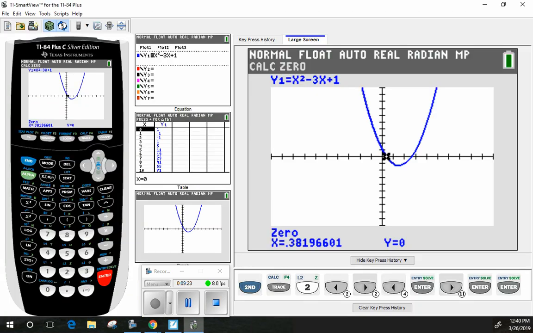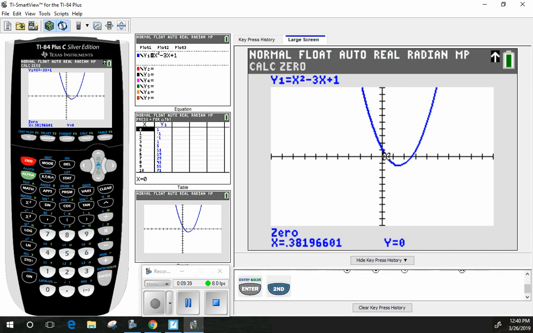That was only one solution. How many solutions does this have? It has 2. So guess what? We just do it again. And this time, we're going to focus on this right-handed x-intercept, and we're going to hug it. Okay? So let's do it again. And let's find the second one.